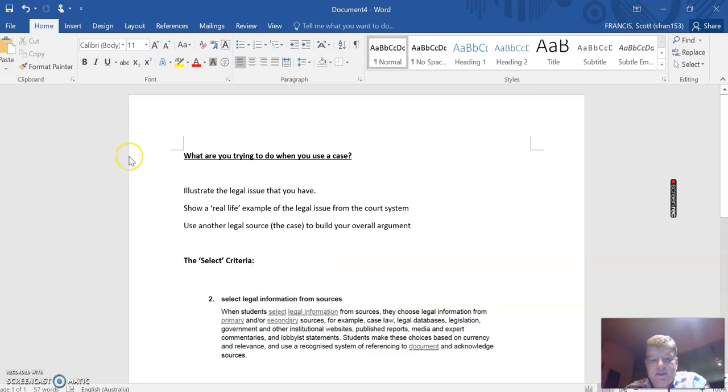But let's start with this question: what are you trying to do when you use a case? The first thing I've put there is you're looking to illustrate the legal issue that you are considering. So if you're looking at a situation of defamation, and perhaps specifically online defamation, you want to have a look at some legal cases around online defamation that give you some information about how that works in practice.